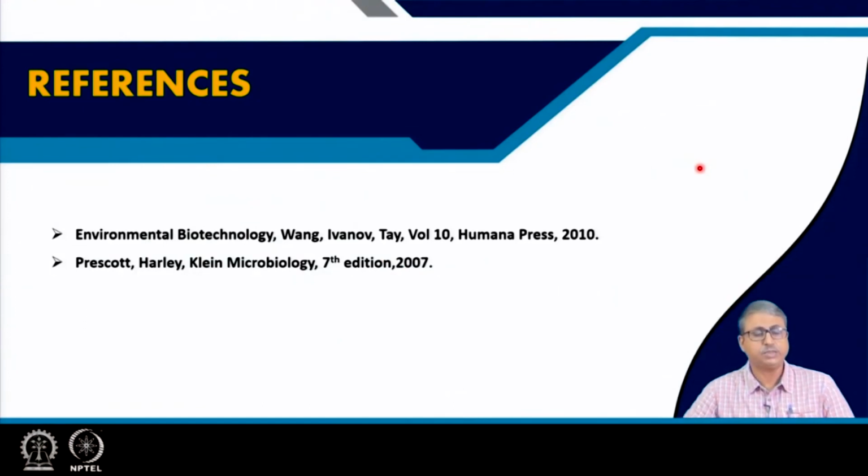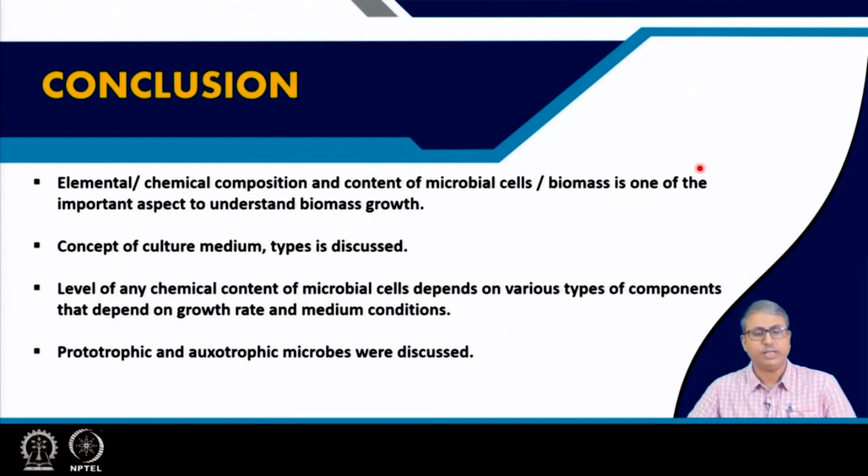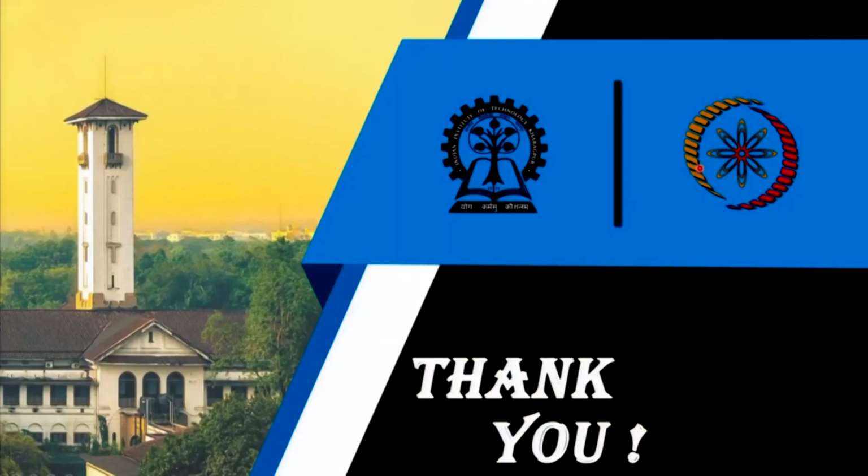For this part of the lecture, we have followed Environmental Biotechnology by Wang et al., and we have also partly followed Prescott's Microbiology, 7th edition. So, in conclusion, the elemental or chemical composition and content of microbial cells or biomass is one of the important aspects to understand biomass growth. The concept of culture medium, types, etc. are discussed. The level of any chemical content of microbial cells depends on various components, on the growth rate and medium conditions as well, and prototrophic and auxotrophic microbes were discussed. Thank you.